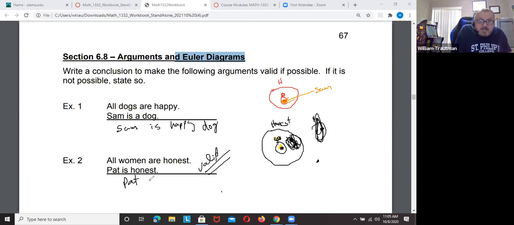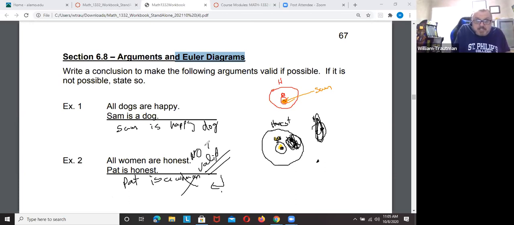Pat is a woman. I can't say that. An honest woman. I can't say that. Pat might be a man. It doesn't say it, but it doesn't say it's not. So I'm going to say this is not a valid statement. I cannot write anything down.